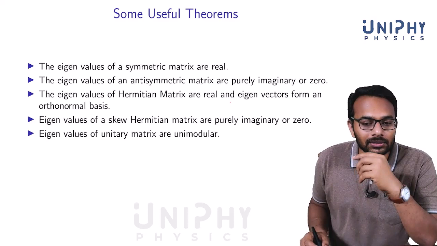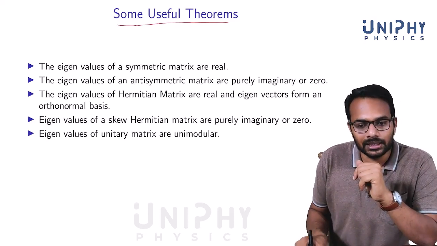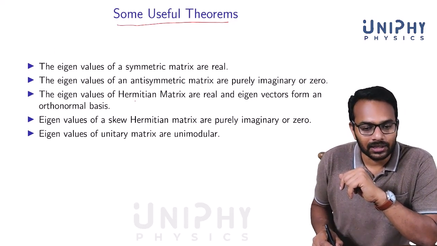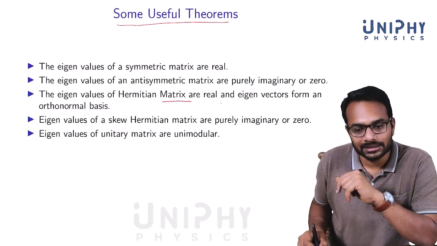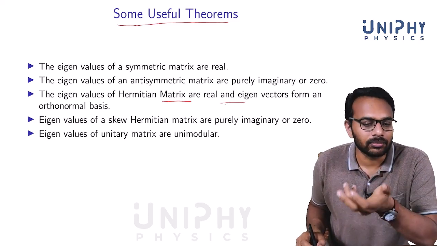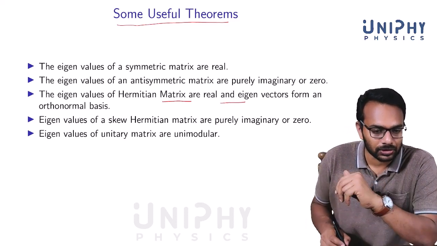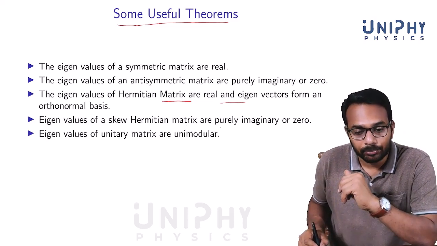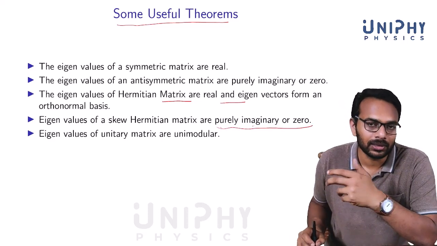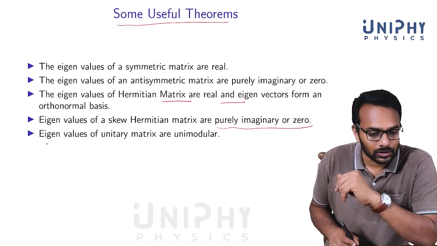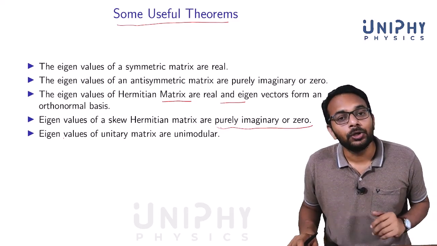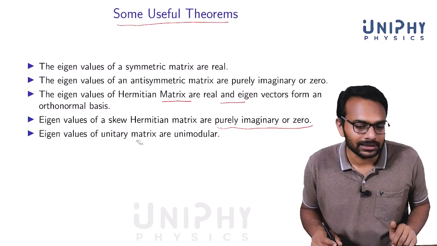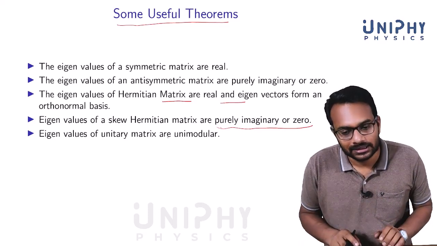Now just to conclude, let's look at some other useful theorems. The eigenvalues of a Hermitian operator or a Hermitian matrix are real, and eigenvectors form an orthonormal basis. We have already seen this; I just want to repeat it. And the eigenvalues of a skew-Hermitian matrix or an anti-Hermitian matrix are purely imaginary or zero. There's also the eigenvalues of a unitary matrix. These are unimodular. Unimodular means the modulus has to be equal to 1. These are complex numbers whose modulus is equal to 1.